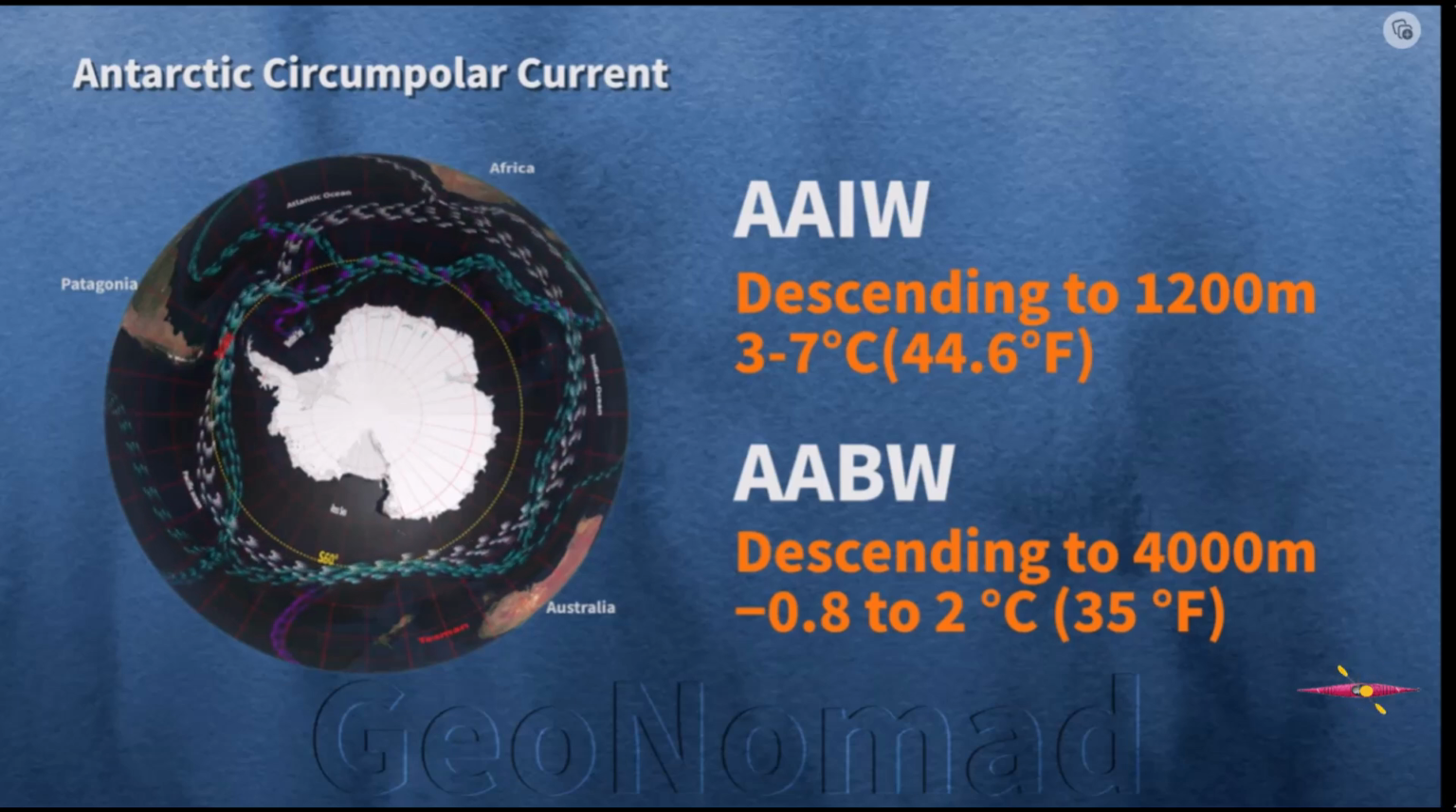AAIW is a relatively saline water mass that forms almost everywhere between 50 degrees south and 60 degrees south. Typically, temperature values for AAIW are 3 to 7 degrees Celsius. Antarctic Bottom Water, or AABW, has a temperature range of -0.8 to 2 degrees Celsius, or 35 degrees Fahrenheit, and forms in the Weddell and Ross Seas.